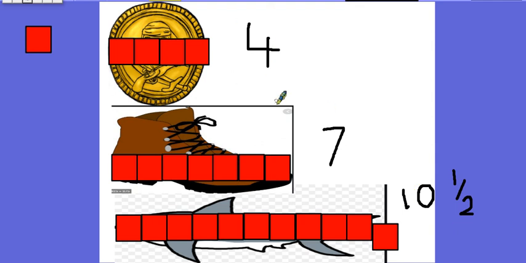So now you're going to have a go at measuring some toys from around your house using some non-standard measures. Remember, that just has to be objects that are all the same length. Have a go and then take a photo or draw some pictures to show me your answers.